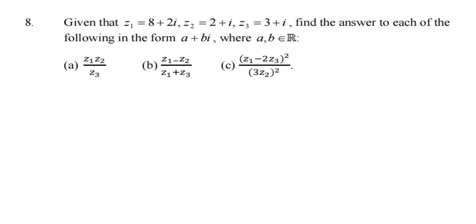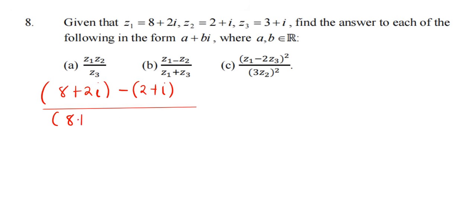So let's go to B. So B, we're solving those ones. We've got Z1 minus Z2. So I'm going to write what my Z1 is, which is 8 plus 2i. Then we've got minus Z2. Z2 is 2 plus i. Then divided by Z1, which is 8 plus 2i, plus Z3, which is 3 plus i. Then from there I just solve.